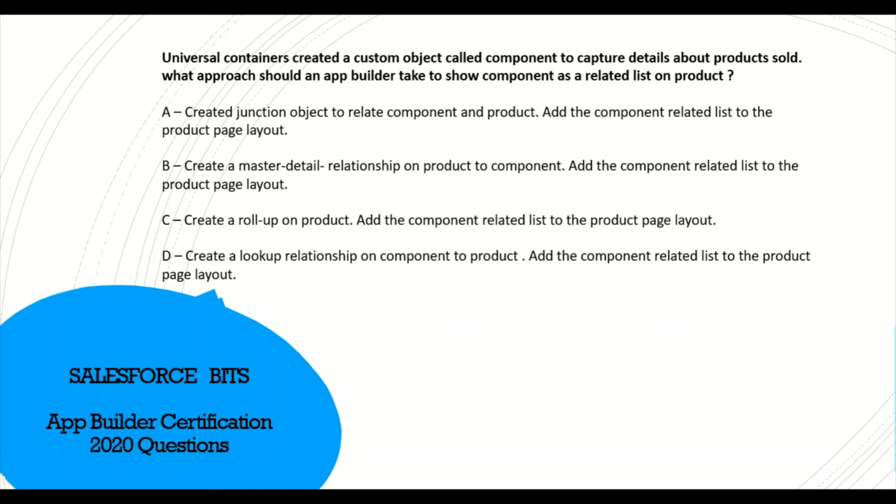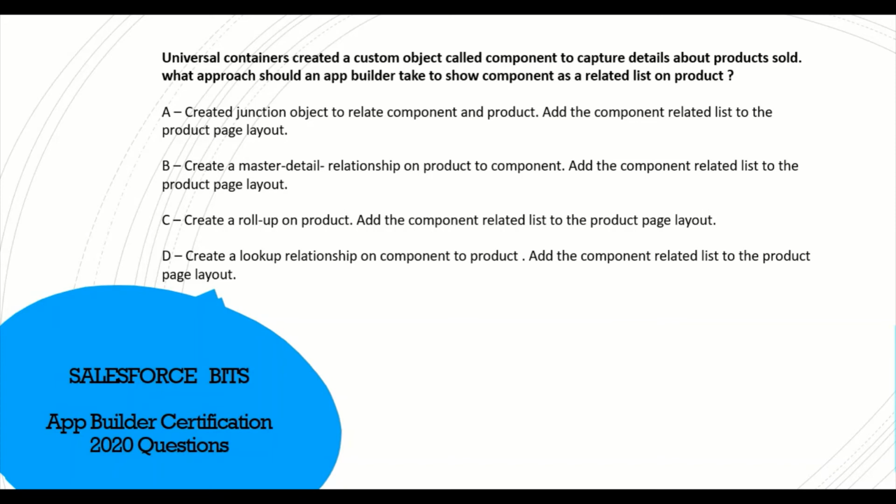Here I don't think a junction object is required, as there is no many-to-many relationship. It's only like product to component. There can be multiple products to the component, or a one-to-one. They haven't mentioned what type of relationship you have to use, but junction object is of course not the option. And then B: create a master-detail relationship on the product to component. Add the component related list to the page layout.